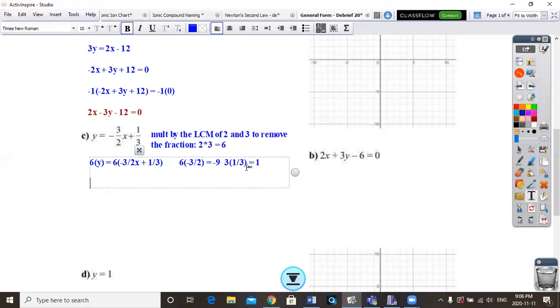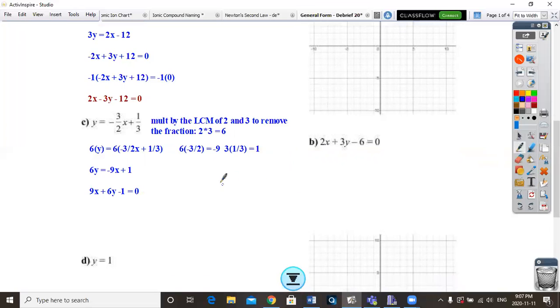Okay. So 6y equals negative 9x plus 1. And the last thing we do is we move everything to the left side. It's convenient because it's a negative 9x, so it's going to be positive. So we add the 9x, so it becomes 9x plus 6y minus 1 equals 0. Again, we move everything by doing the opposite. So plus 9x minus 1.